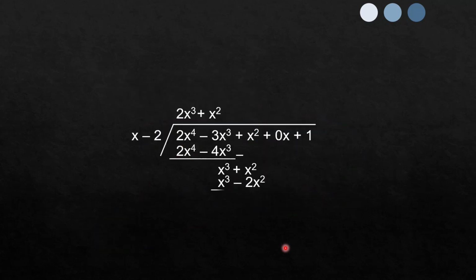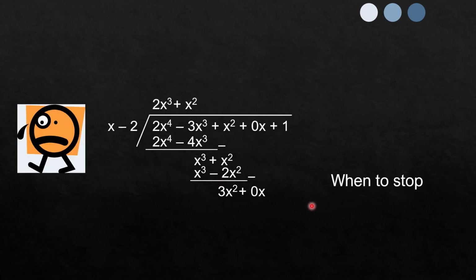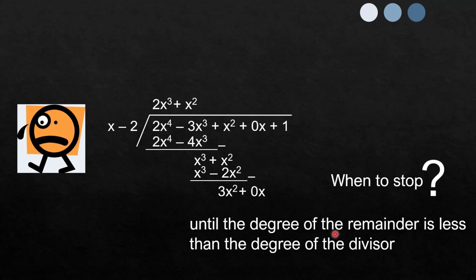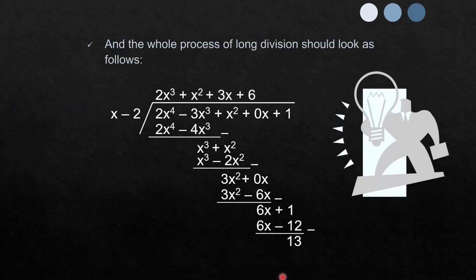All of the steps will be continued. You stop when the degree of the remainder is less than the degree of the divisor. You can see here, this remainder degree is 2 and the divisor degree is 1, so you still can continue. Next step, you have 6x plus 1 and you multiply to get 6x minus 12, and the end result of the remainder is 13, 1 degree less than the divisor x minus 2. So here you may stop, and 13 is the remainder.